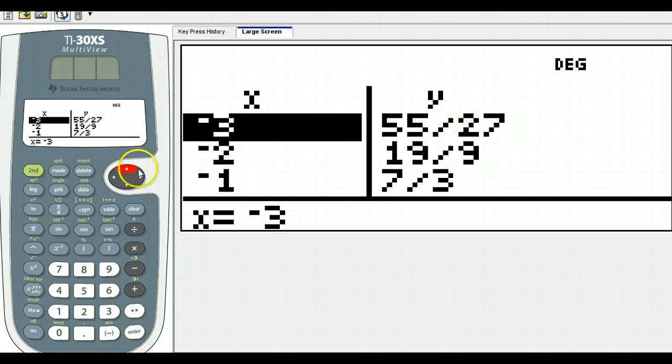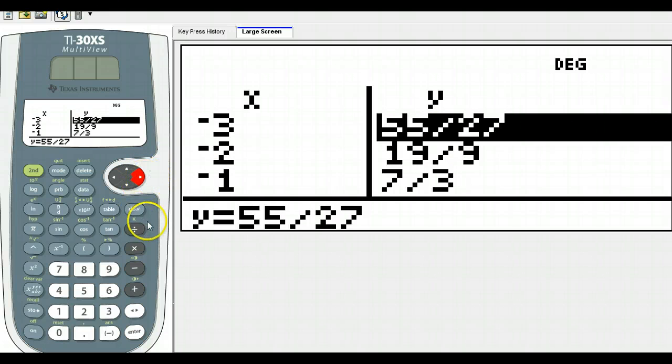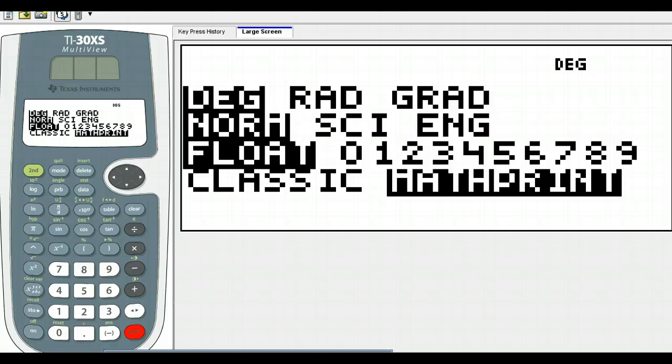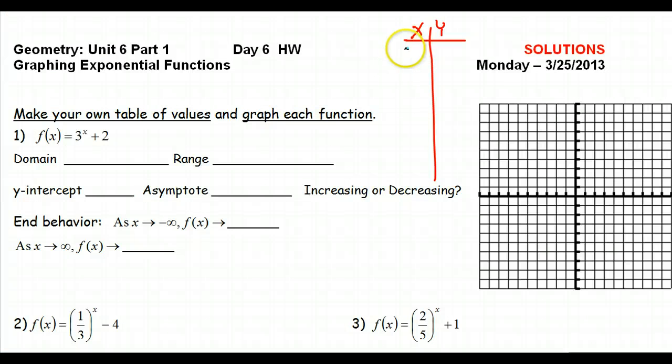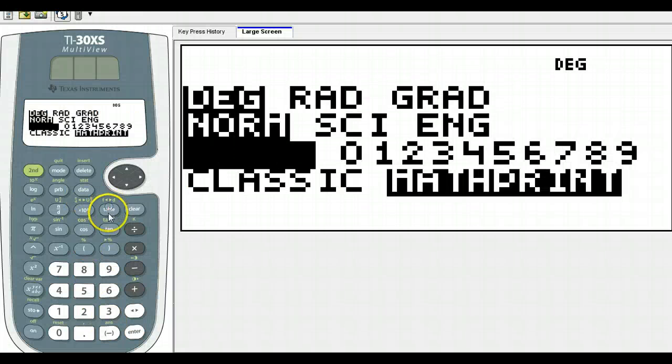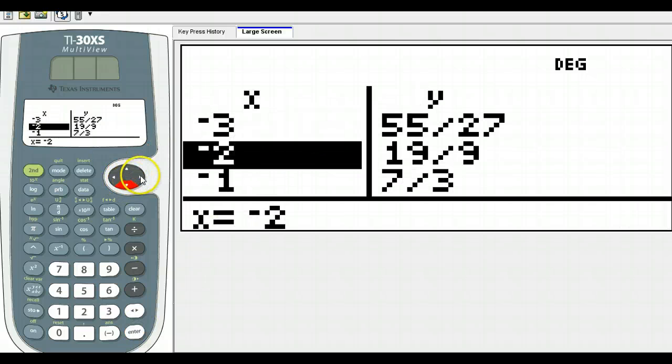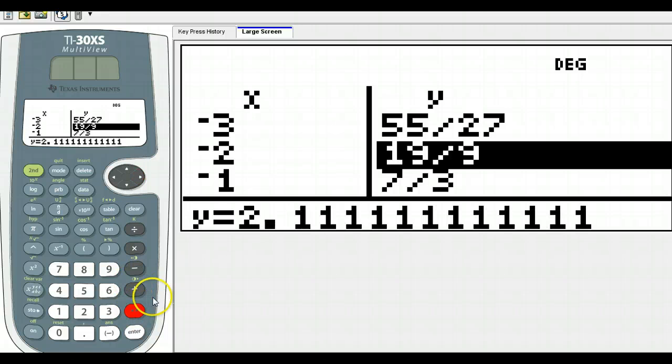Alright, you know what? You got all these fractions over here. If you right click over here and click on toggle, it shows you the decimal version of this. Okay, so at -3 we had 2.03. At -2, we have 2.11.